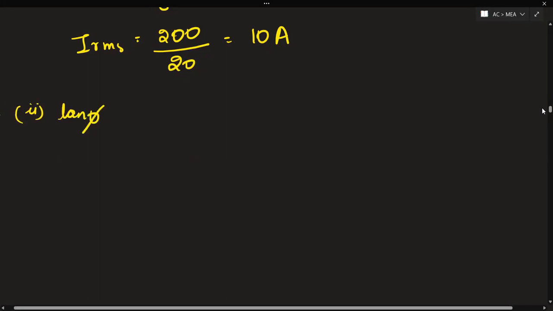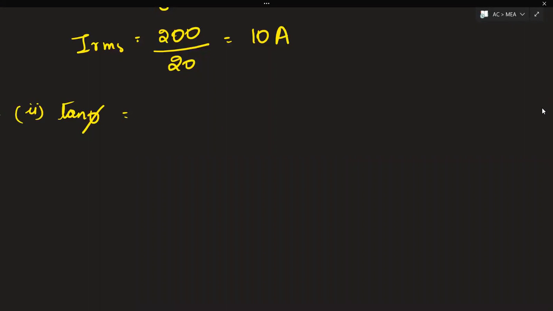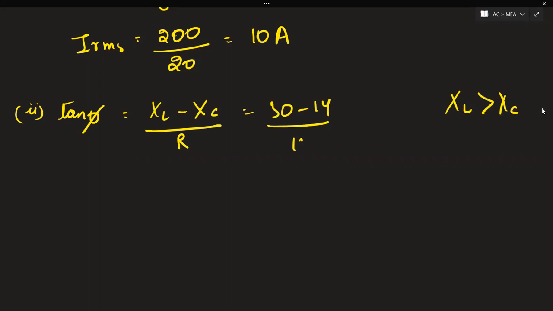So for the second part, tan phi can be written as XL minus XC or XC minus XL anyways. Right now we have XL minus XC because XL is greater than XC. So we'll write XL minus XC divided by R, the resistance. So this will again be 30 minus 14, which is 16, divided by 12. 16 divided by 12.